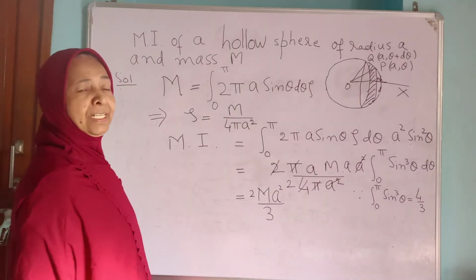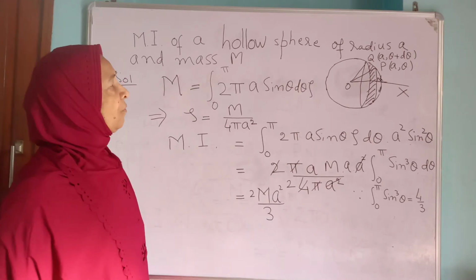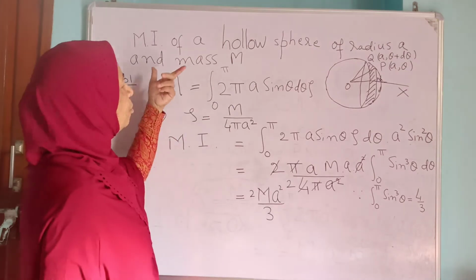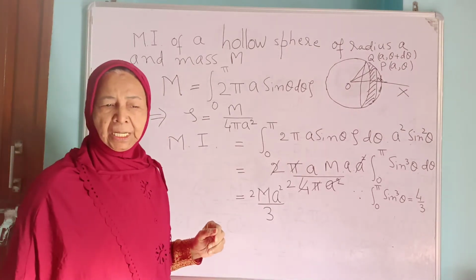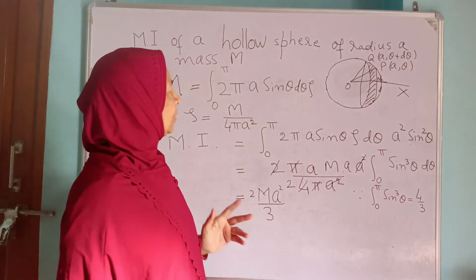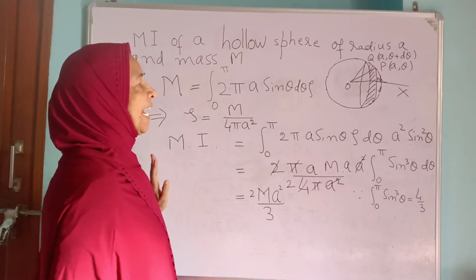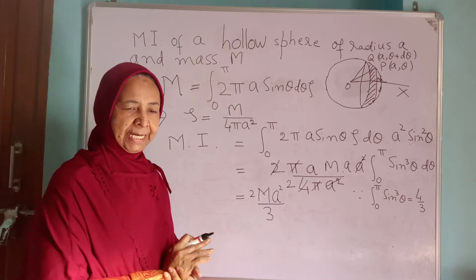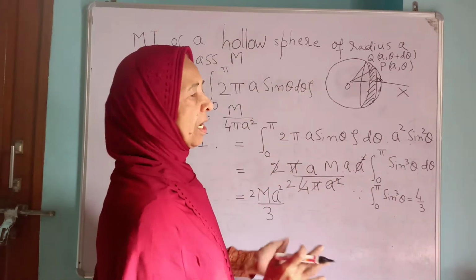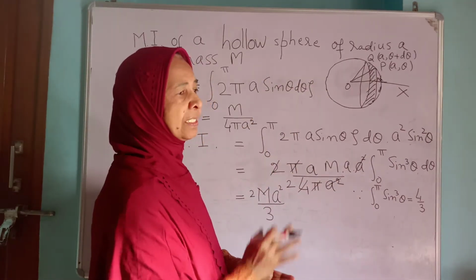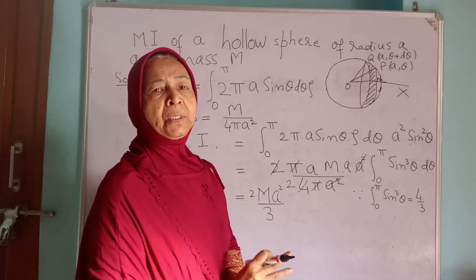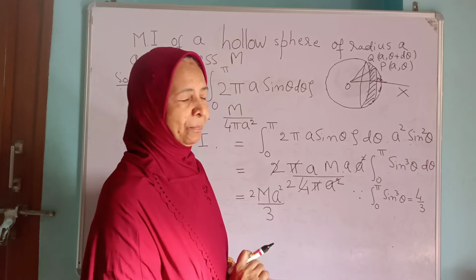We have to find the moment of inertia of a hollow sphere whose radius is given as a, whose mass is given as capital M. So the procedure is very simple. We have done so many cases. So first of all, we will divide this hollow sphere's section, so that our three-dimensional problem becomes a two-dimensional problem.